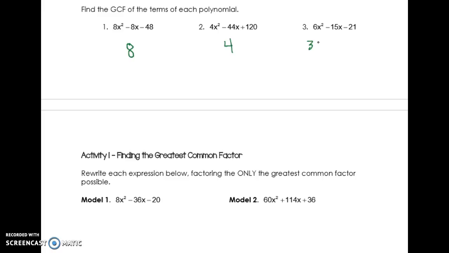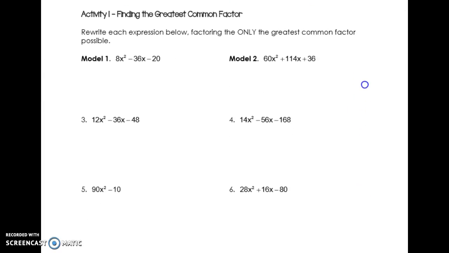Now that's the first step in the process. The next step is, let's take the greatest common factor out. So we'll do a couple problems together here. We have 8x squared, negative 36x, and negative 20. And I'm looking to take out the greatest common factor. So I'm looking at these problems here.